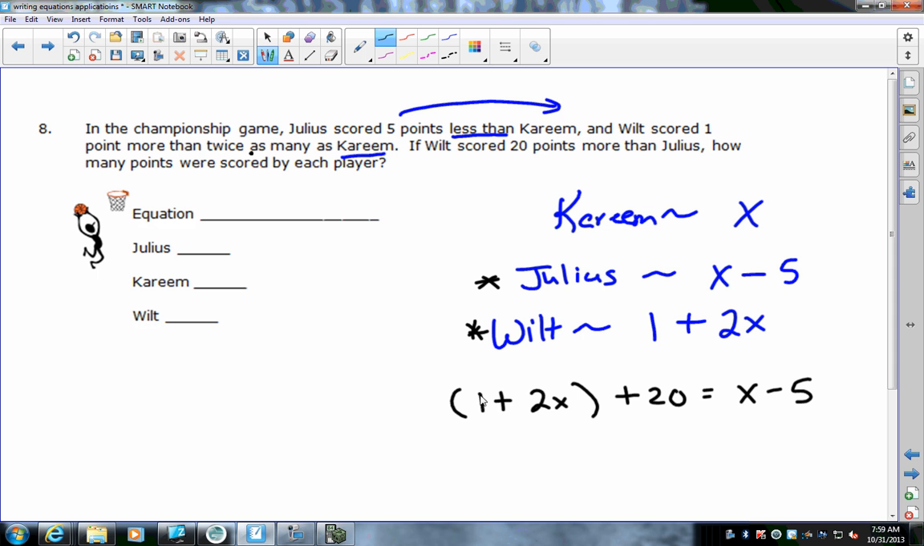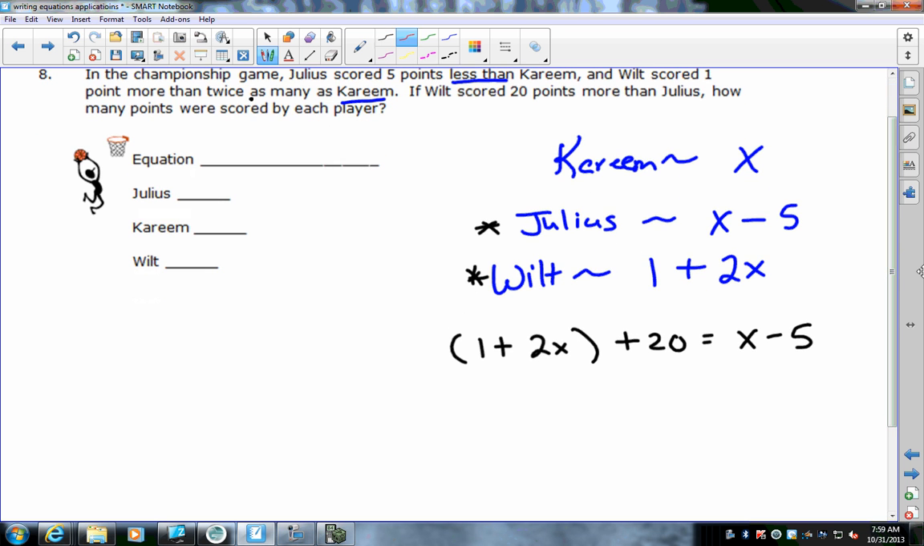Okay? So now with this equation, right here, is there any number outside these parentheses? No. So I could really just get rid of it. All right. So I've got 1 plus 20. So I've got 2x plus 21 equals x minus 5.